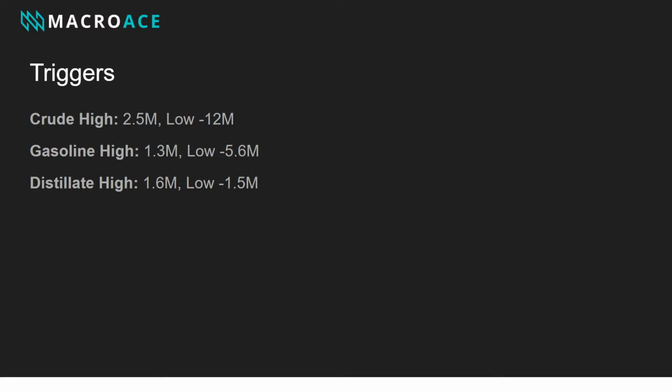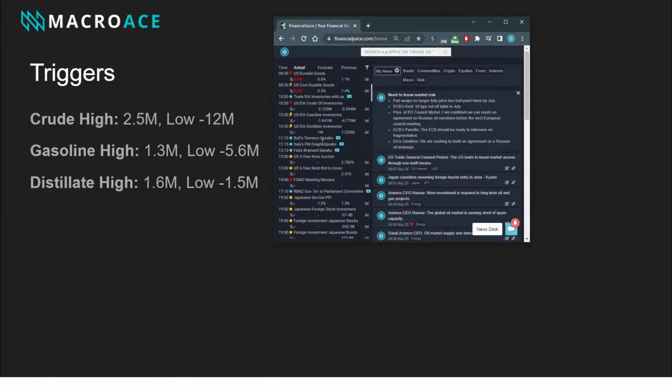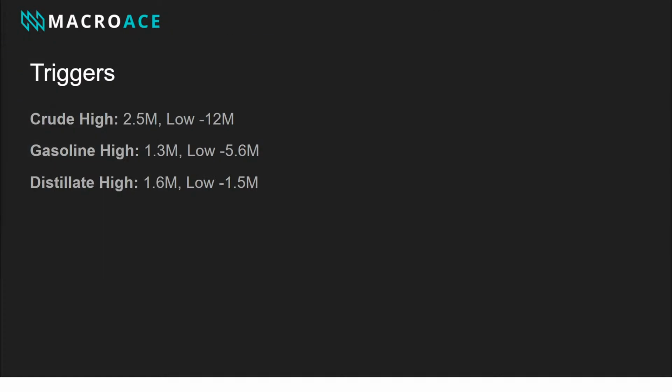If we're looking at the forecast as well, the median estimate that economists have, crude oil inventories is expected to come in as a build at minus 2.129 million. Gasoline is also expected to come in as a build at minus 1.641 million. And then distillate is to see a slight draw of 1 million, a draw on the inventories there.